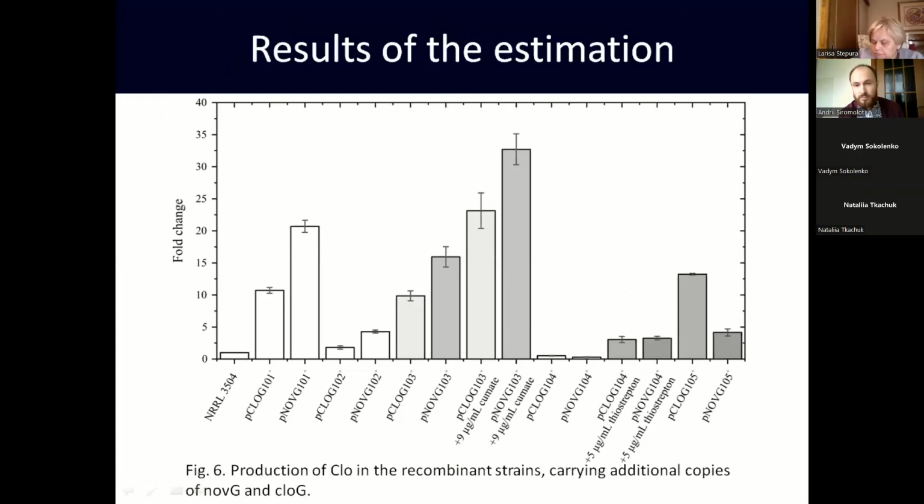To summarize, we were able to achieve an increase of production of chlorobiocin in transconjugates of up to 32-fold, as demonstrated by NRRL 3504 carrying plasmid PNOG 103 in the presence of QMAT.